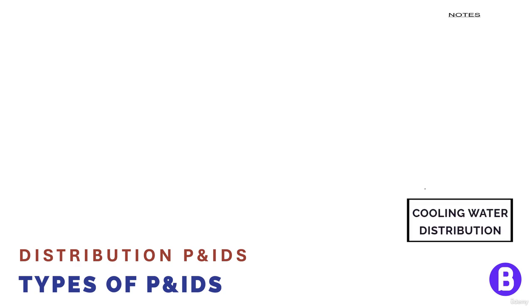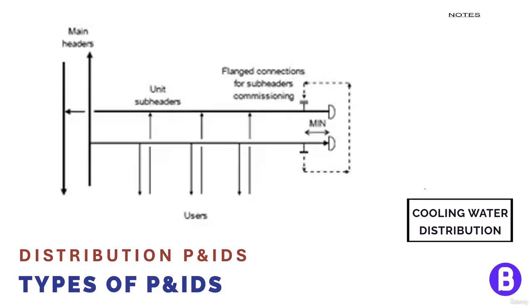The third type of P&IDs is related to the distribution P&IDs. Here we are talking about the arrangement of utilities and effluent headers and how they are distributed in the whole plant. Among other examples are the P&IDs for the cooling water supply header, cooling water return headers, and instrument air header, relief header, closed and open drain headers.